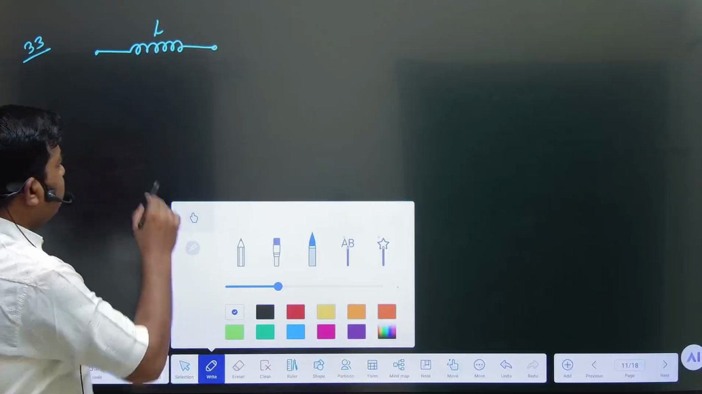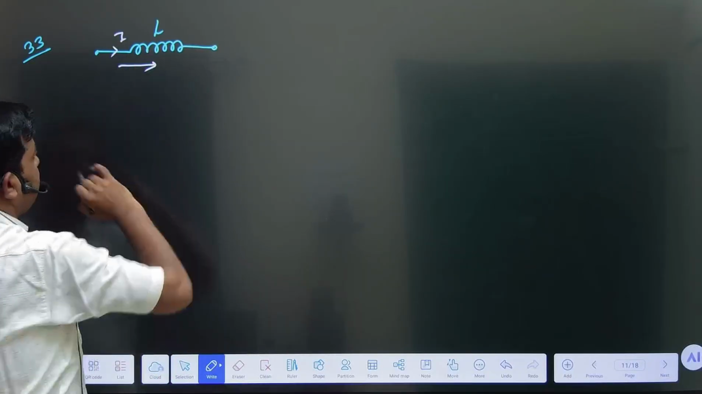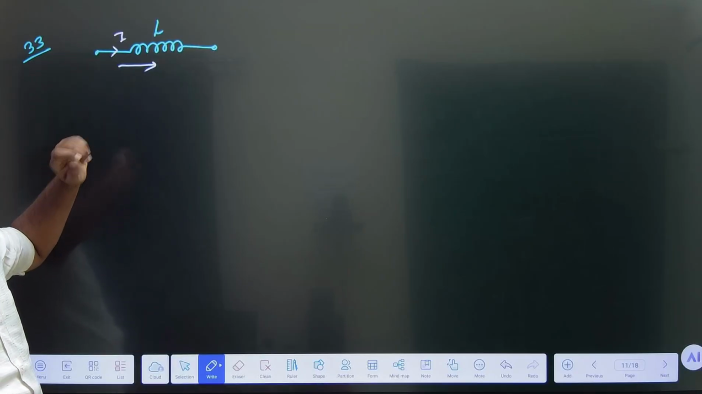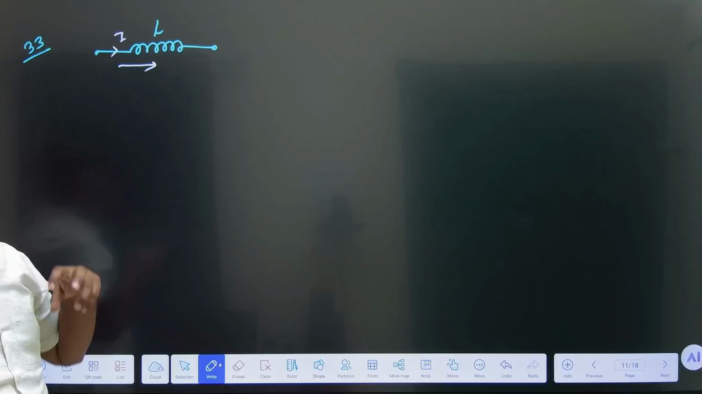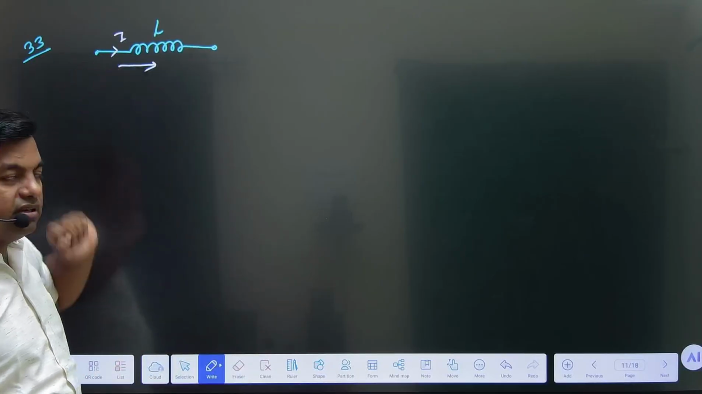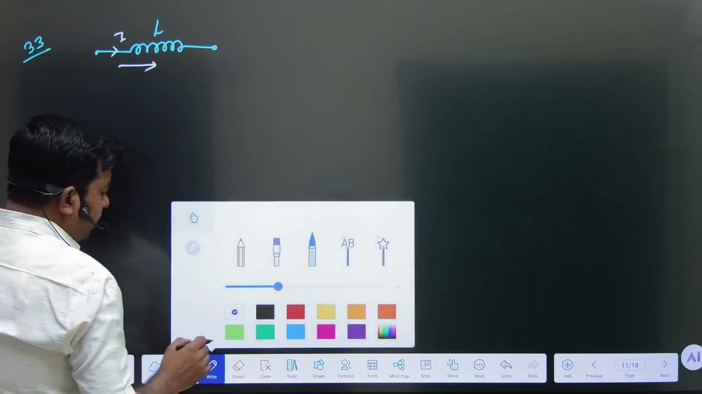So to flow the current I in this inductor, external work has to be done, because when current is passed in this inductor, an EMF is induced in it. The induced EMF is produced due to the change in the time-varying magnetic field. If this current changes with time, then an EMF is induced in it. So what will be the work done?